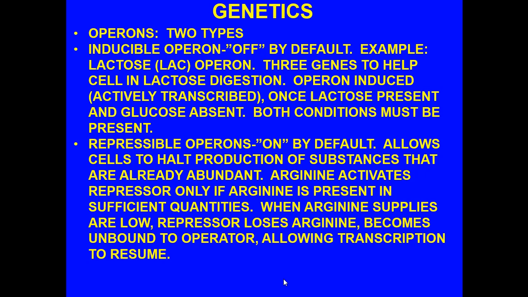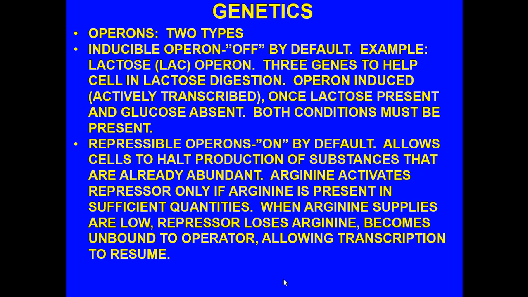Repressible operons, this is where they're on by default. They allow cells to halt production of substances that are already abundant. Arginine activates the repressor only if arginine is present in sufficient quantities.